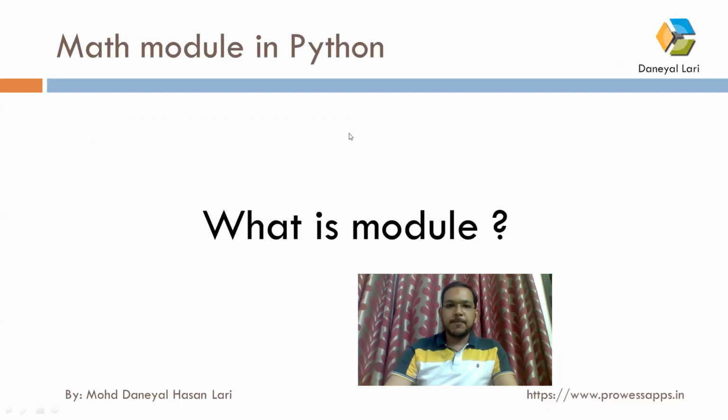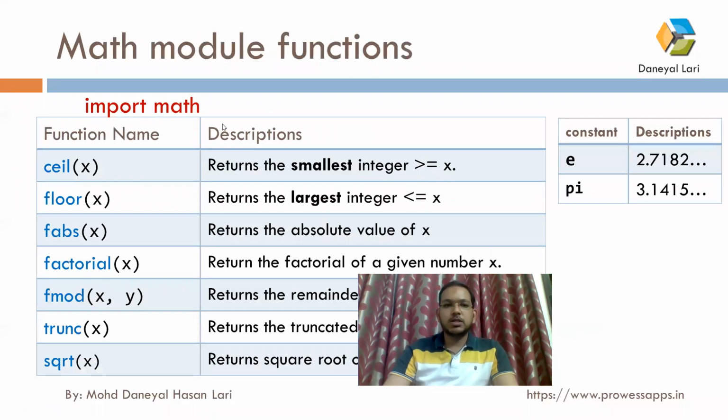If you want to use any external module in your application, first of all, you need to import that module in your script file. For that, we use a statement called import followed by the module name. Since we are going to use the math module, we will write import math in our script file.